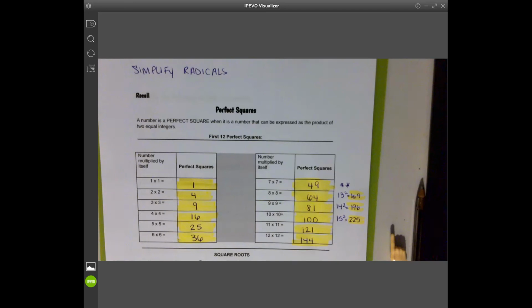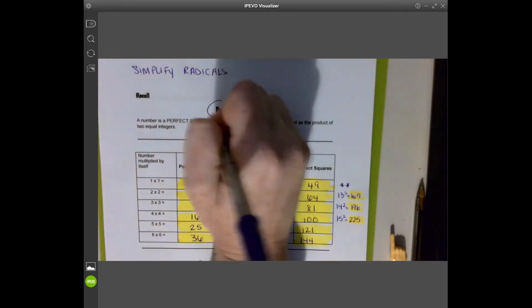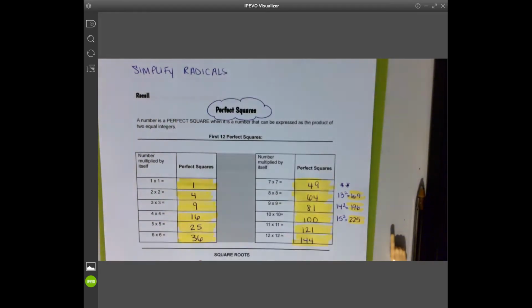All right, so today we're going to be working with simplifying radicals. We're going to start back with recalling our perfect squares. You can see here I have a table of perfect squares that I highlighted. Our perfect square numbers are 1, 4, 9, 16, 25, 36, and so on. And then I added a couple on the side here, where 13 squared is 169, 14 squared is 196, and 15 squared is 225.